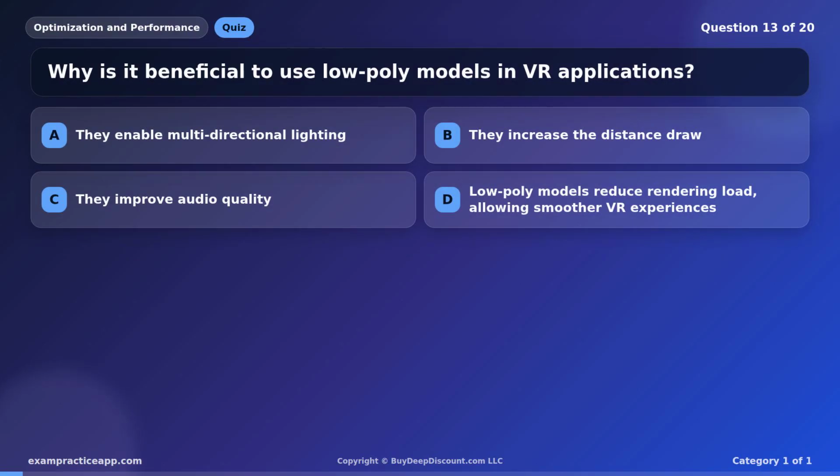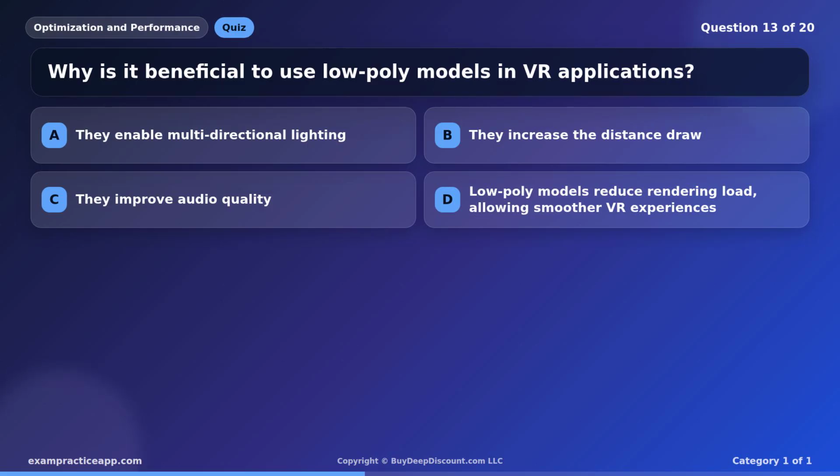Question 13. Why is it beneficial to use low-poly models in VR applications? Option A. They enable multidirectional lighting. Option B. They increase the distance draw. Option C. They improve audio quality. Option D. Low poly models reduce rendering load, allowing smoother VR experiences.